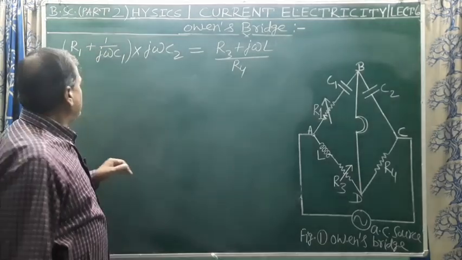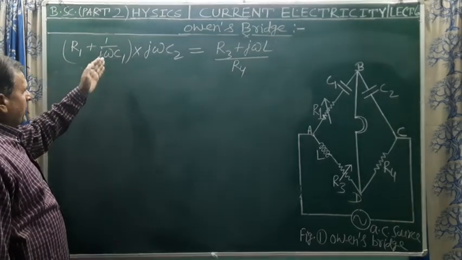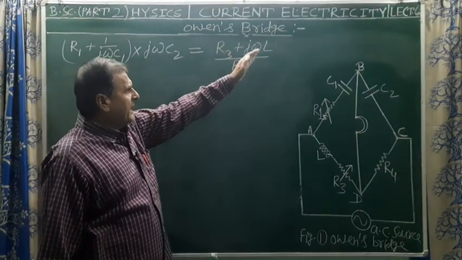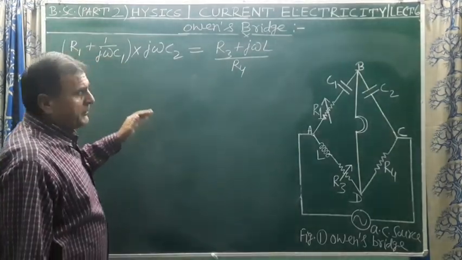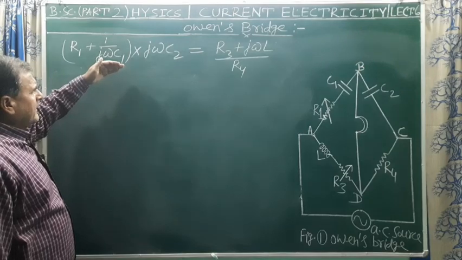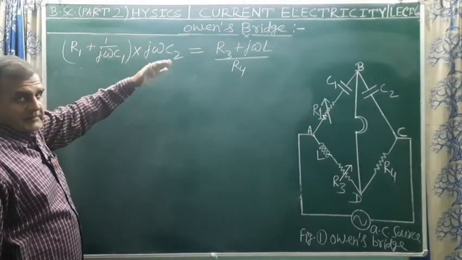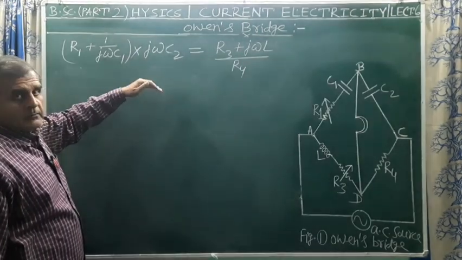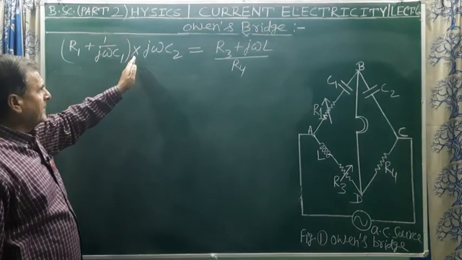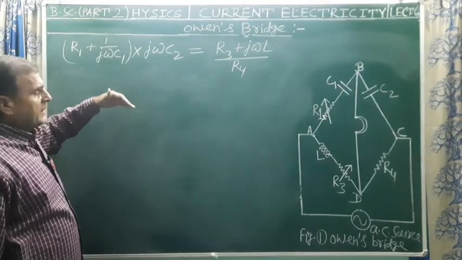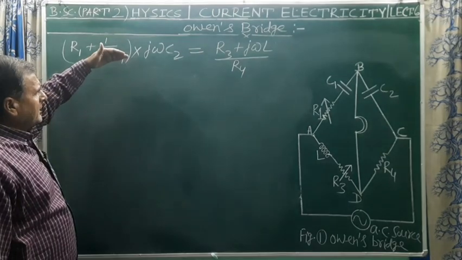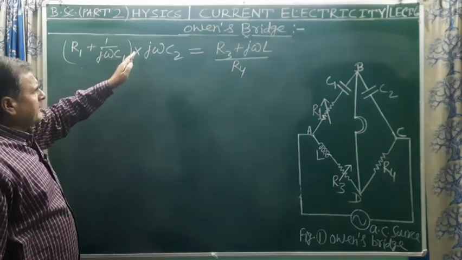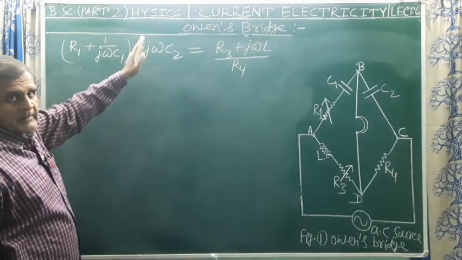Now from equation 2 we have (R1 plus 1 by j omega C1) multiplied by j omega C2 equals (R3 plus j omega L) upon R4. In the LHS of equation 2, the term 1 by j omega C2 is present in the denominator, hence j omega C2 will be multiplied in the numerator.